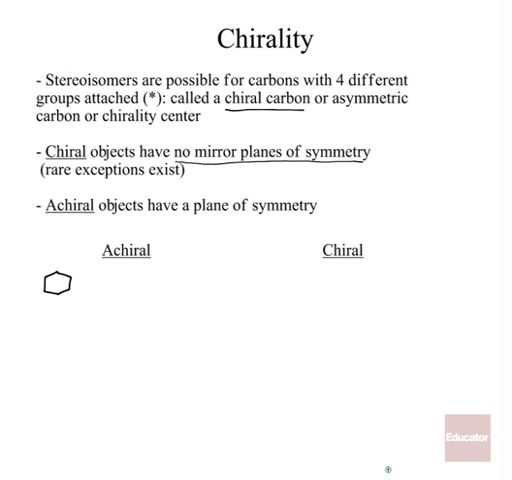We can slice exactly through that atom and through these 2 carbons and those hydrogens and reflect this half onto this half. So because it has a plane of symmetry, we describe this as an achiral molecule. So maybe we could draw this as a ring with either a wedge coming out or even a dash coming out. Doesn't matter how we draw that group.